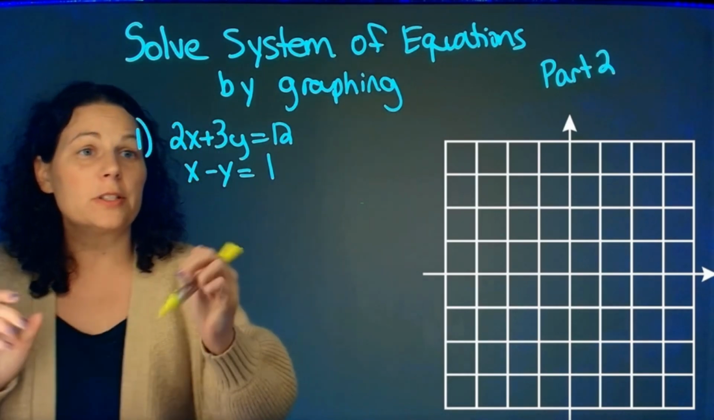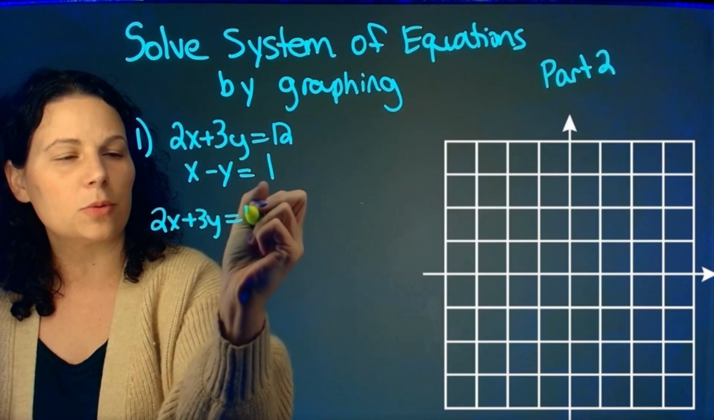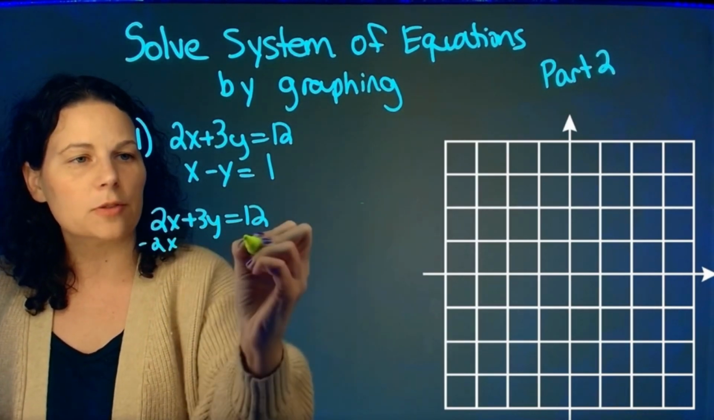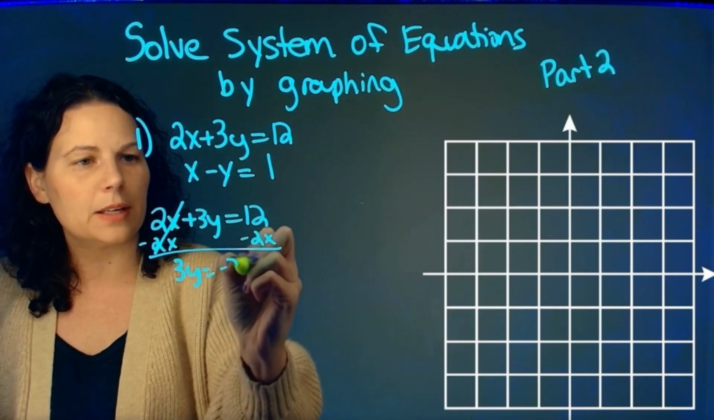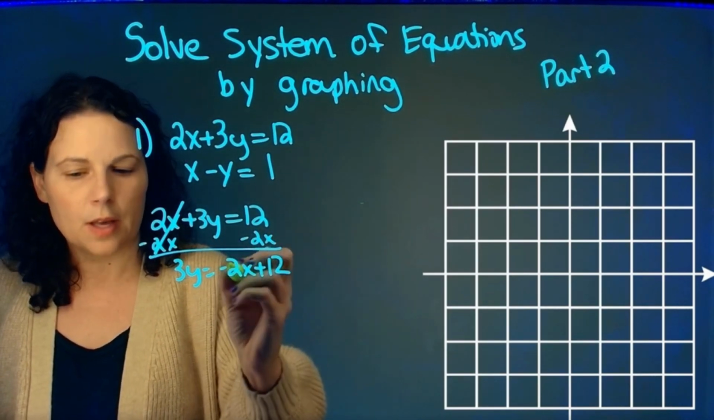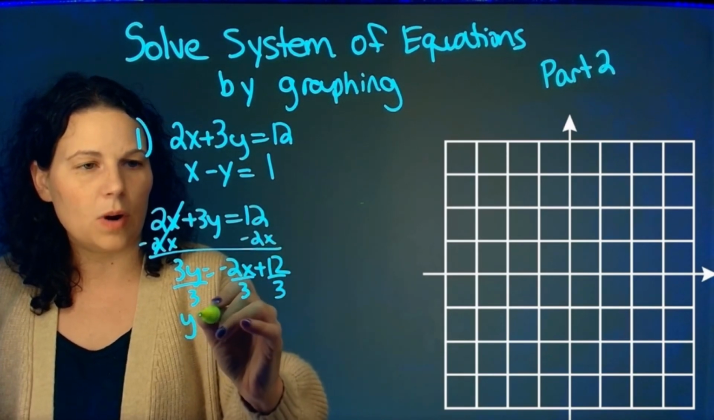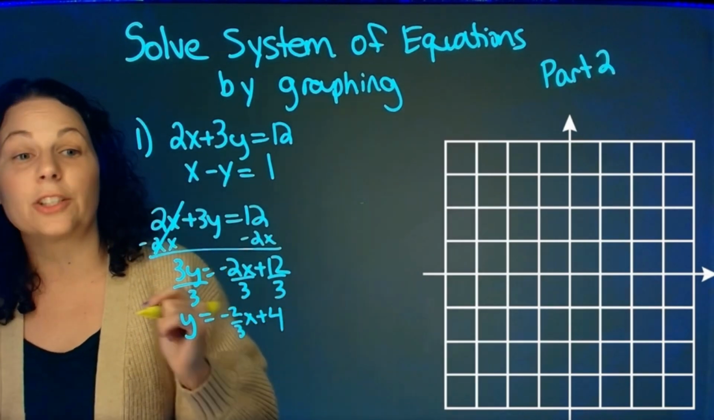So let's take this first equation. We're going to take 2x plus 3y equals 12. I'm going to solve that for y. So I subtract 2x from both sides. That's gone. I get 3y equals negative 2x plus 12. I'm going to divide everything by 3. Y equals negative 2/3 x plus 4. Ooh, I can graph this one.